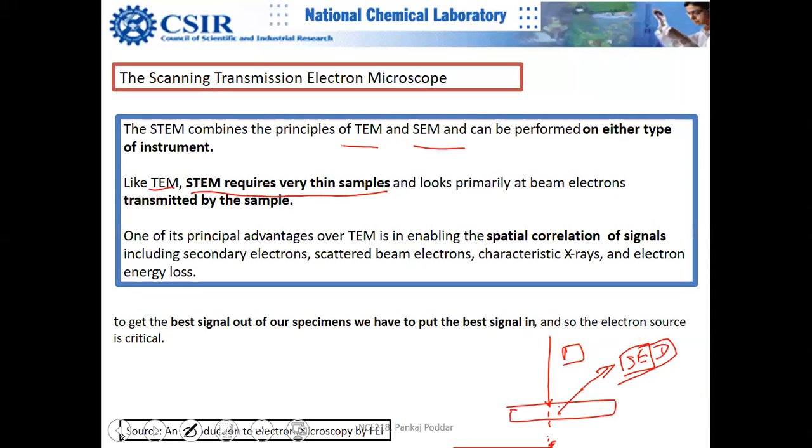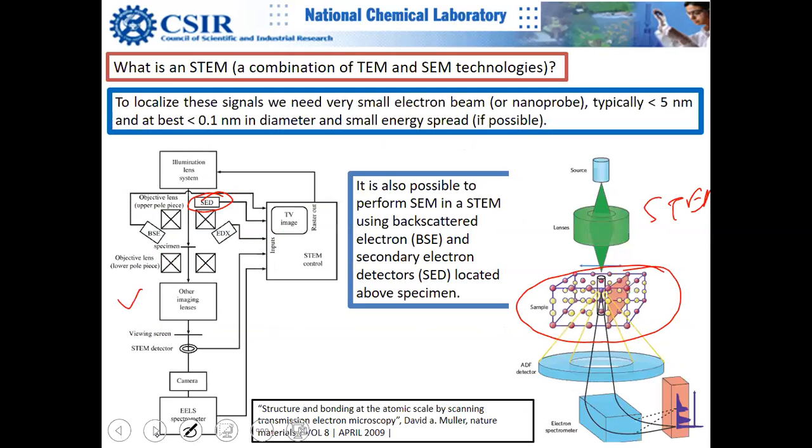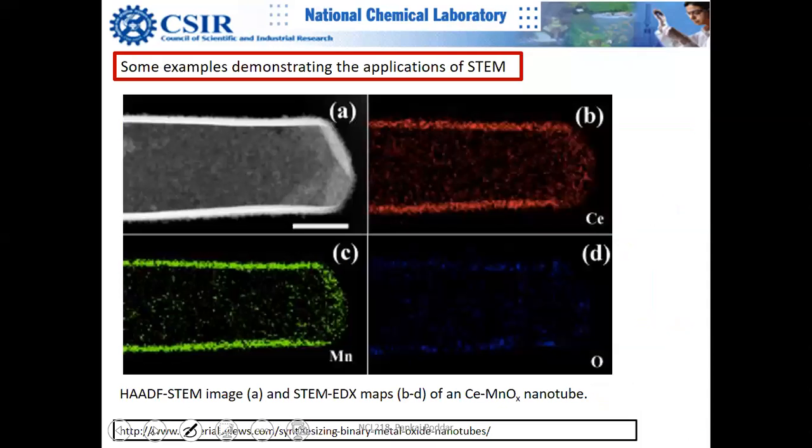One of the principal advantages over TEM is that it enables the spatial correlation of signals, including secondary electrons, scattered beam electrons, X-rays, and electron energy loss. So from the same area, you can collect many signals. This is a beautiful picture of a cerium-doped manganese oxide nanotube. This is the sample, cerium-doped manganese oxide nanotube.